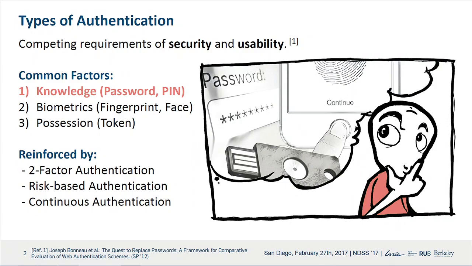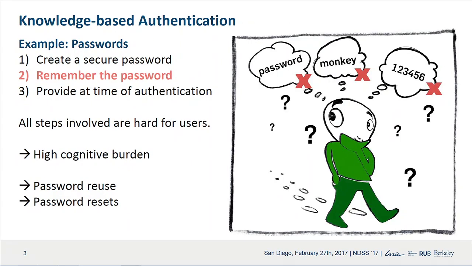If you want to reinforce such authentication, you can, for example, combine 2 factors. We call it 2-factor authentication. Then there is risk-based authentication, which was introduced last year at NDSS, and there are solutions that continuously sense the user and authenticate them. If you want to have an example for knowledge-based authentication, let's look at passwords. So for passwords, a user has to create a secure password, remember it, and provide it at time of authentication. So usually a user has problems with all of those 3 steps involved.